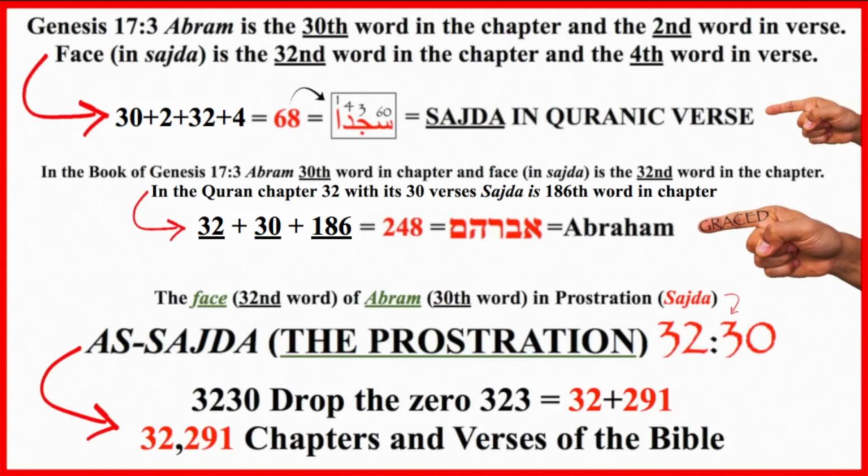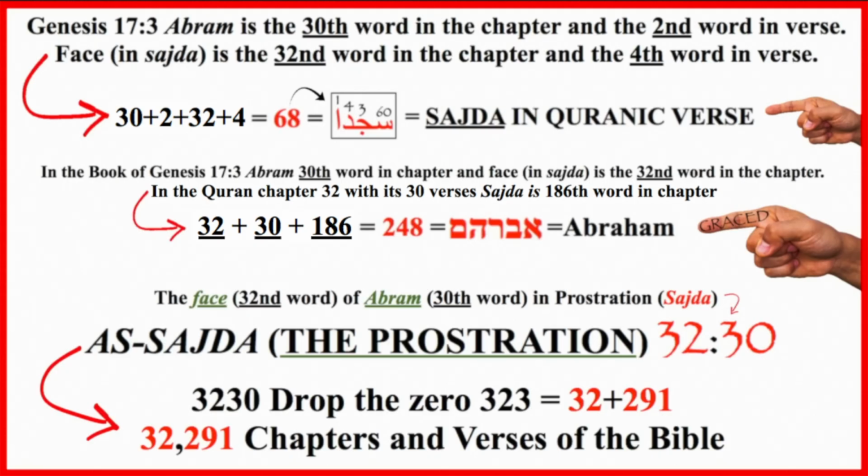The name Abram is the 30th word in this chapter and the second word in the verse. His face is the 32nd word in this chapter and the fourth word in the verse. 30 plus 2 plus 32 plus 4 equals 68. 68 is the numerical value for the Arabic word Sajdah in the Qur'an, which occurs in the 15th verse of the 32nd chapter of Sajdah, the prostration.